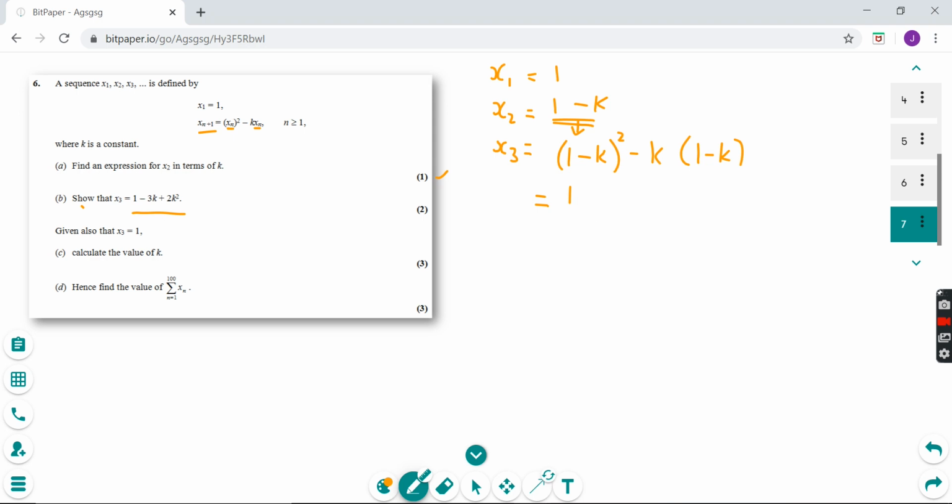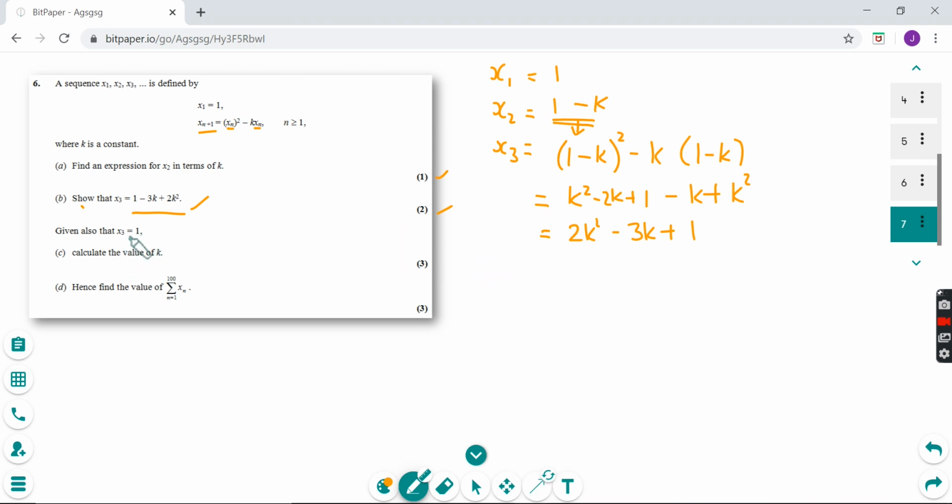So what's that? k squared minus 2k plus 1 minus k plus k squared. Not minus k squared, plus k squared. This all simplifies to 2k squared minus 3k plus 1, which is what's required over here.